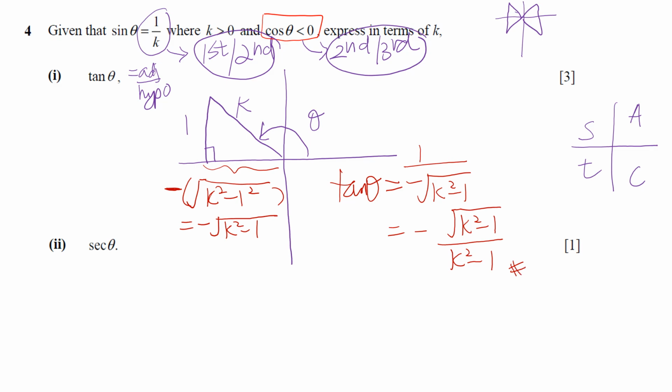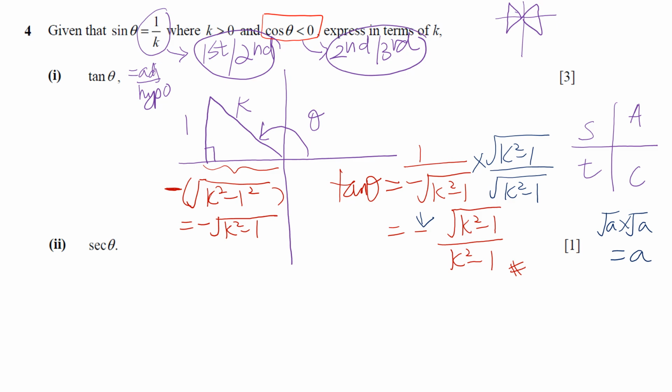That means when you rationalize it, you're just multiplying with square root k squared minus 1 at the numerator, also at the denominator. And square root a times square root a will just give you a, right? So therefore the denominator will just be k squared minus 1. Numerator is square root k squared minus 1, not forgetting your negative there, which kind of makes sense because in the second quadrant the tangent is a negative value, right?